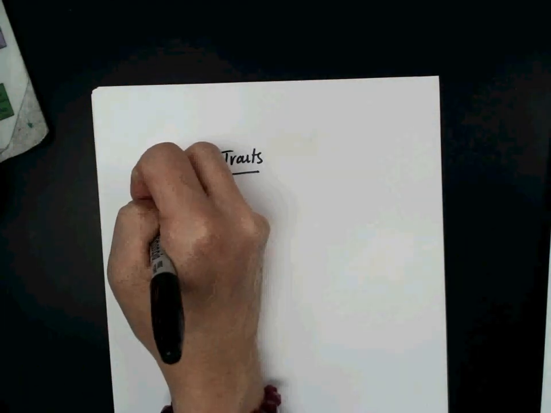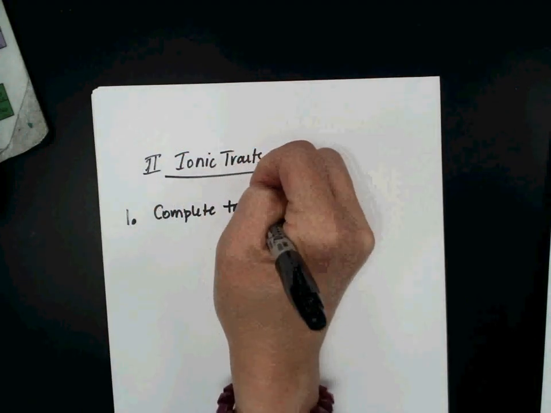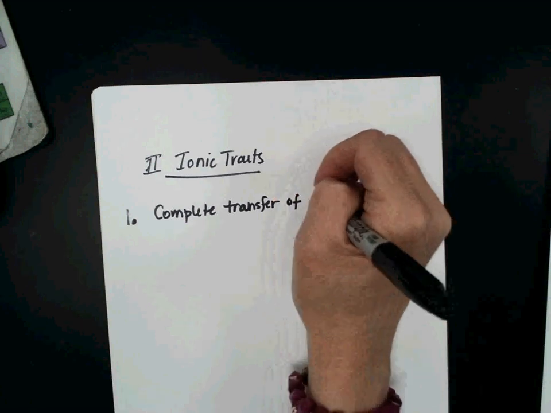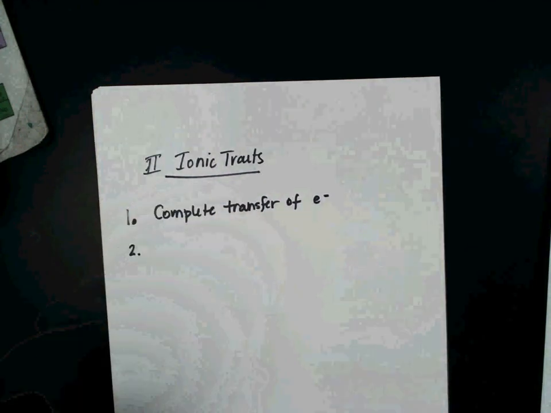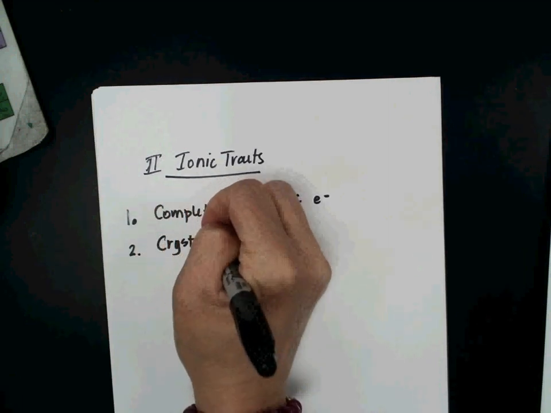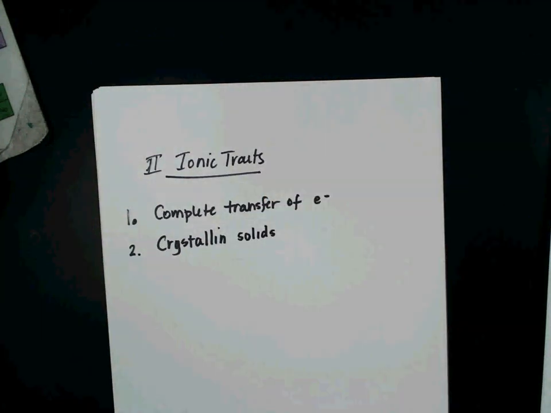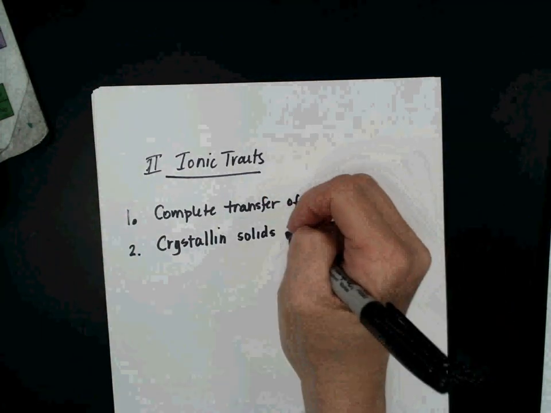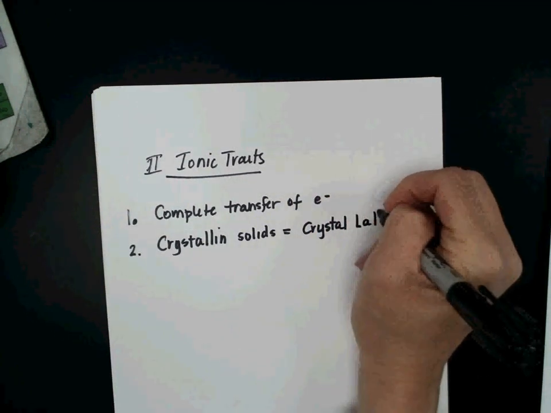So I'm going to say complete transfer of electrons. Ionic compounds are also something called crystalline solids. They're crystals. There's different shapes of crystals. They have something called a crystal lattice.